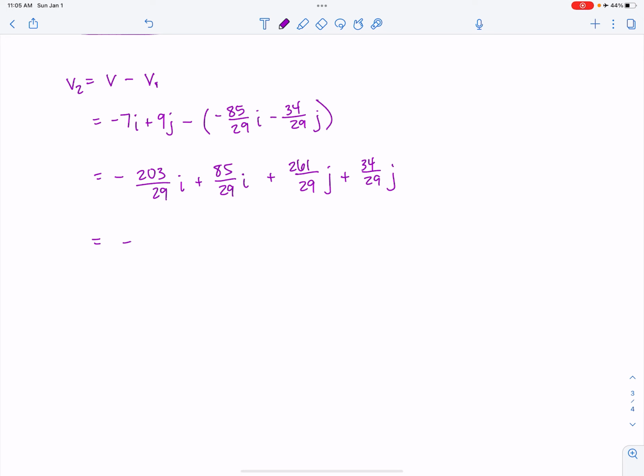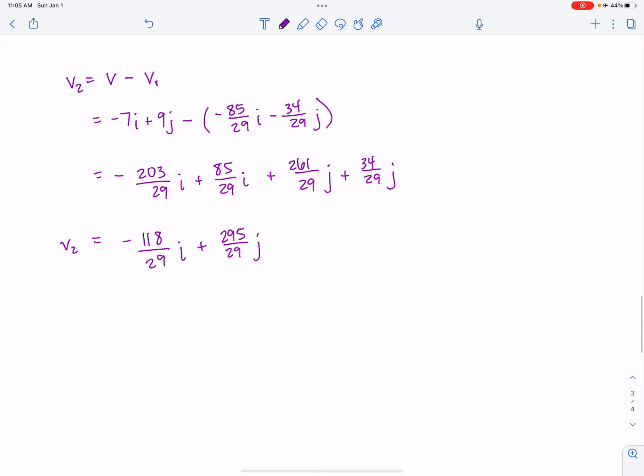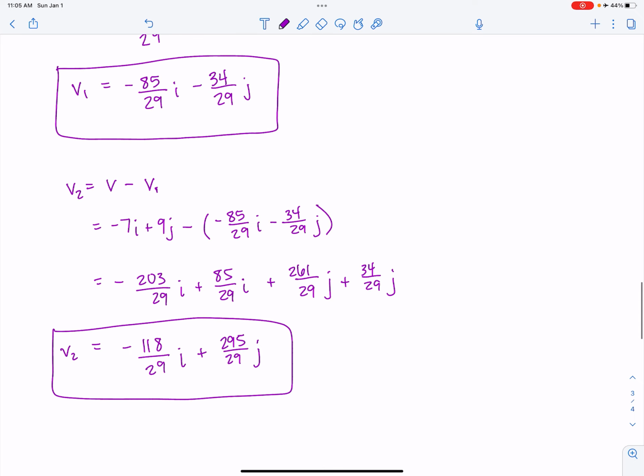So we have negative 118 over 29i plus 295 over 29j. And this is our v2. So these are the two vectors. If we broke v into two vectors, v1 and v2, where one's parallel and one's orthogonal to w, this is what it would be.